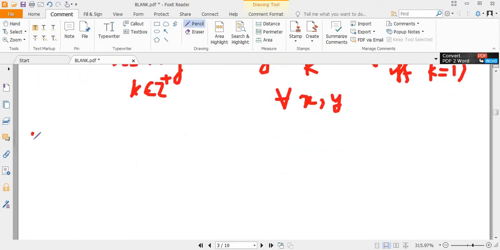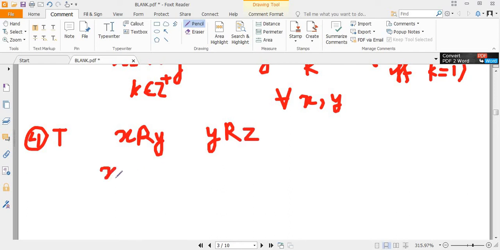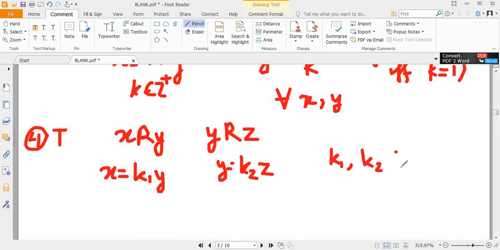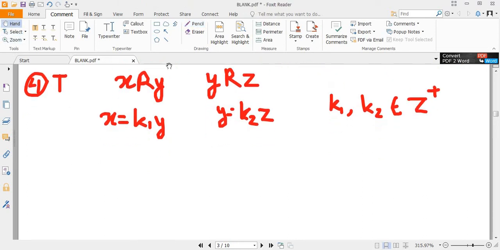What is the fourth property? The fourth property is the property of transitivity. So the property of transitivity states that we start by assuming that x is related to y and y is related to z. If x is related to y, I can say x is equal to k1y, and if y is related to z, I can say y is equal to k2z from the definition, where k1 and k2 belong to the set of positive integers. So we have these two relations from the definition.